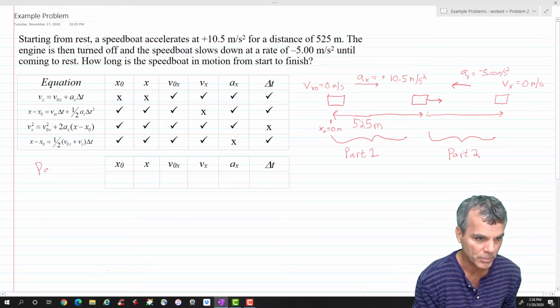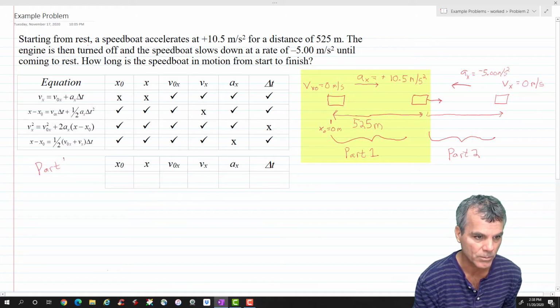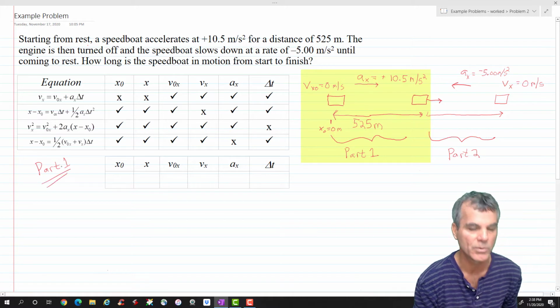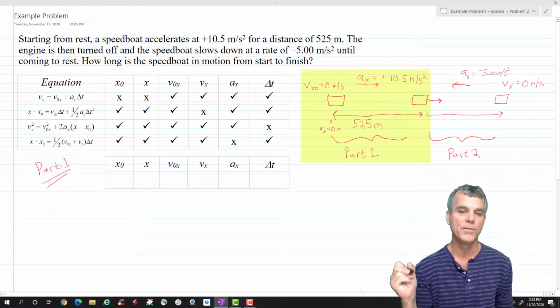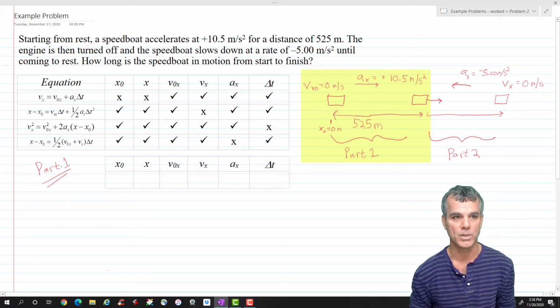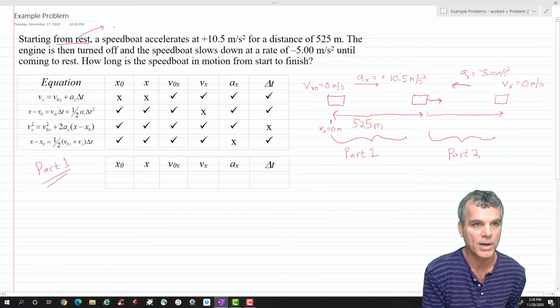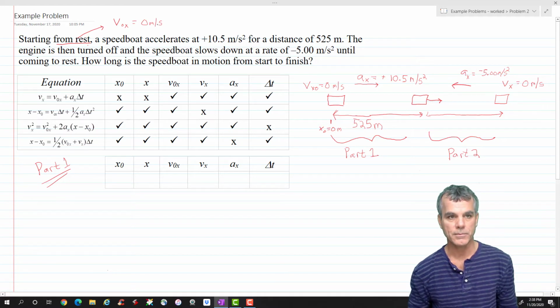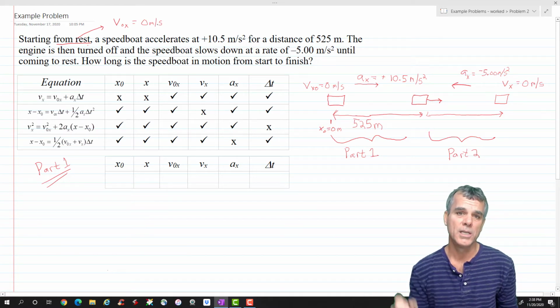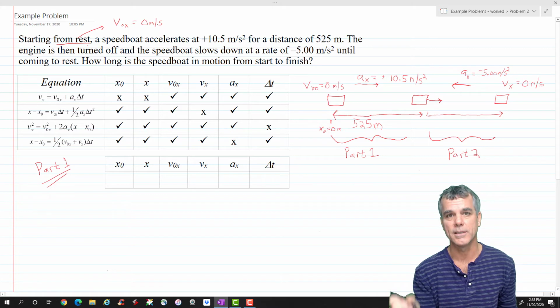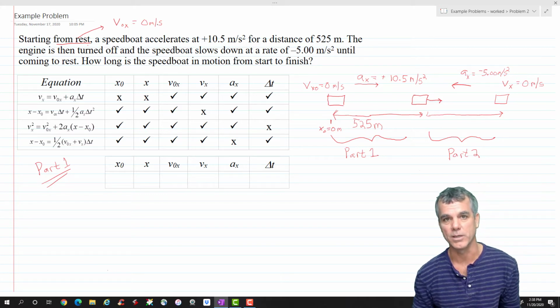Part 1 is going to be when the boat starts from rest and accelerates at 10.5 meters per second squared for 525 meters. Well, starting from rest. Ding, ding, ding. Anytime you hear that phrase, you know that the initial velocity is going to be 0 meters per second. We know the acceleration, and we know it accelerated over a distance of 525 meters.